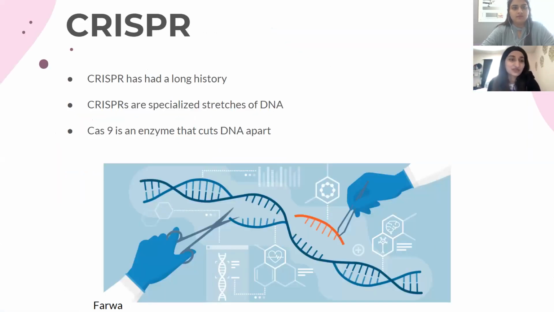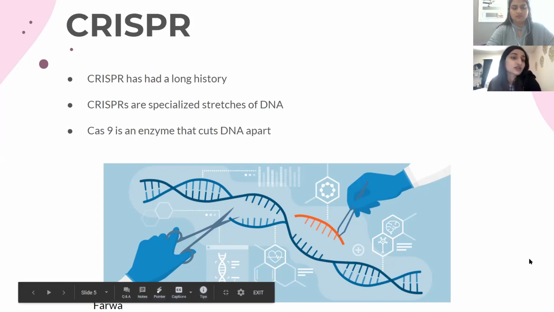CRISPR has had a very long history. The mechanism was first published in 1987 at Osaka University. The classification of CRISPR-Cas systems was proposed in 2011. The first commercialization of the CRISPR-Cas9 technology was in 2012, and CRISPR-Cas was first used in human genome editing in 2013. CRISPRs are basically specialized stretches of DNA, and Cas9 is an enzyme that cuts the DNA apart.